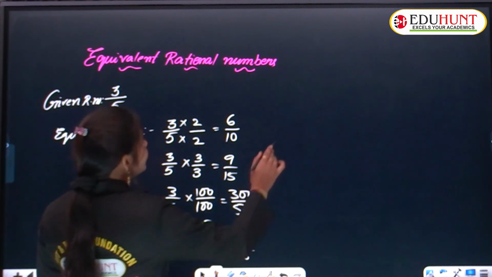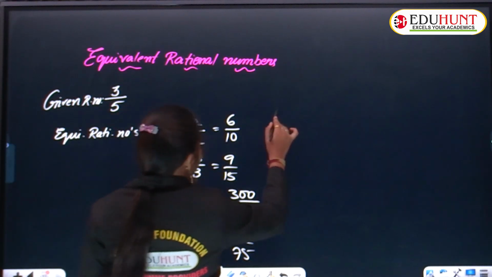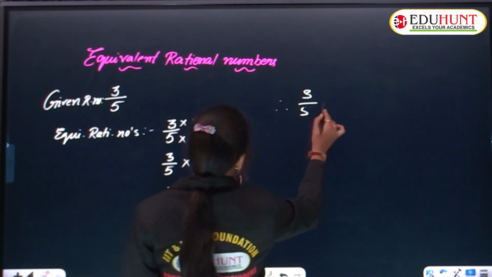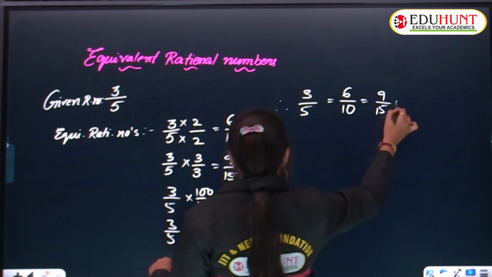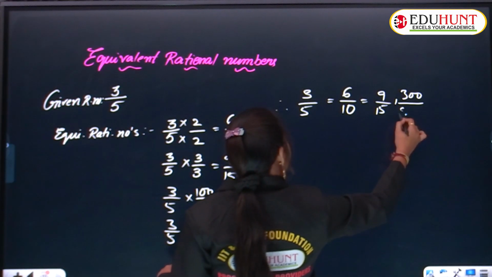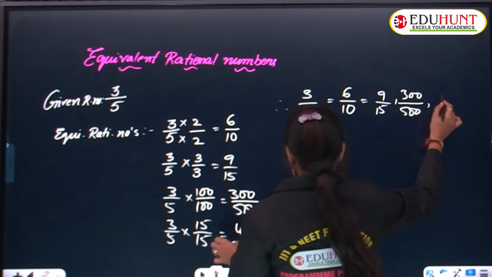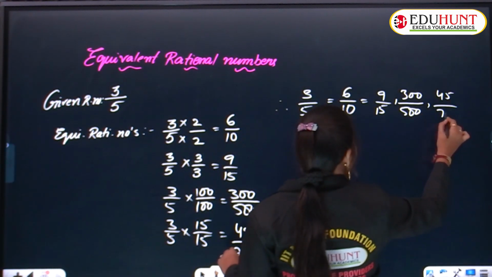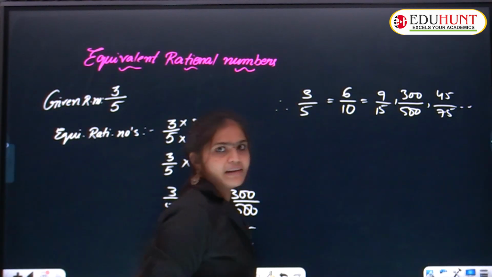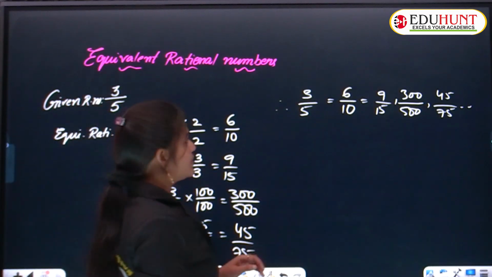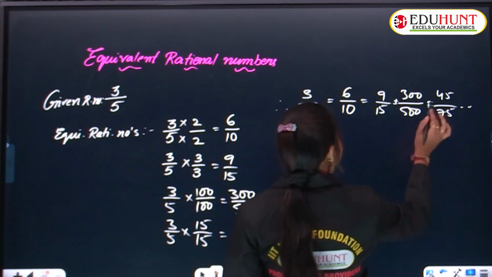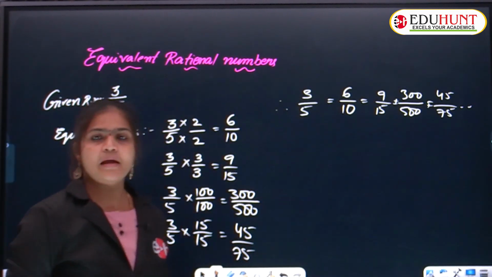Now we come to the division form. First see the equivalent fractions of 3/5: 6/10, 9/15, 300 by 500, and in the same way 45 by 75 and so on. These are all equivalent fractions of 3/5. Understood? These all values are the same only, no? That's why. Am I clear to you?